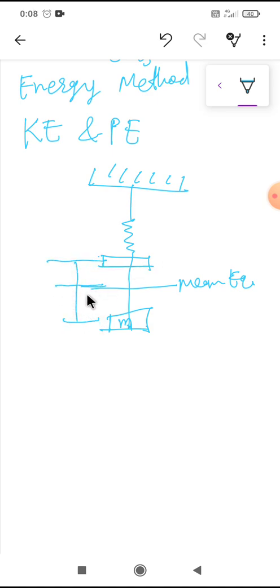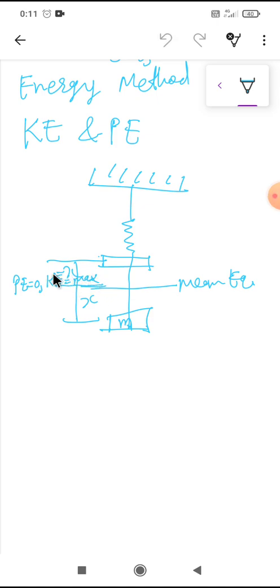So this is x minus x. This is the mean position. Here the potential energy will be equal to 0. So at the mean position, the potential energy of the body will be 0. So in the free vibration, at the mean position the potential energy is 0, so kinetic energy will be maximum.